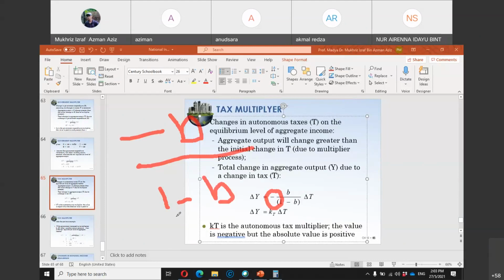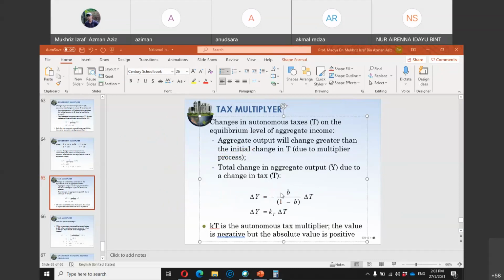So this part is the same: the denominator is still 1 minus B. But the numerator under the government or investment multiplier is 1, while here it is negative B. So negative B divided by 1 minus B, multiplied by the change in tax. So for the tax multiplier, this is the change in tax. For government, this is change in G. For investment, change in I. But the multiplier value is different.